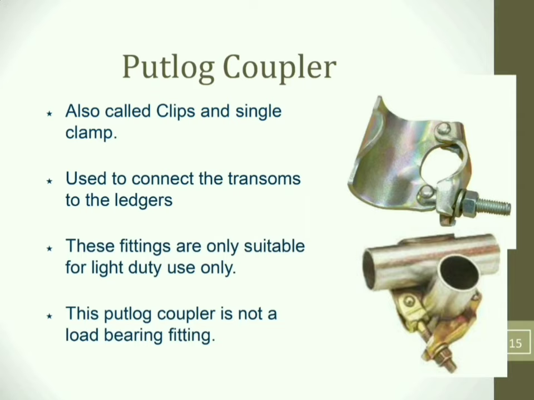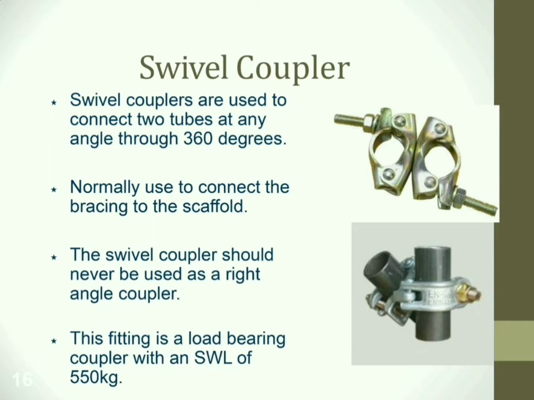And the next one, swivel coupler. Swivel couplers are used to connect two tubes at any angle through 360 degrees. Normally used to connect the bracing to the scaffold. The swivel coupler should never be used as a right angle coupler. The fitting is a load bearing coupler with a safe working load of 550 kgs.